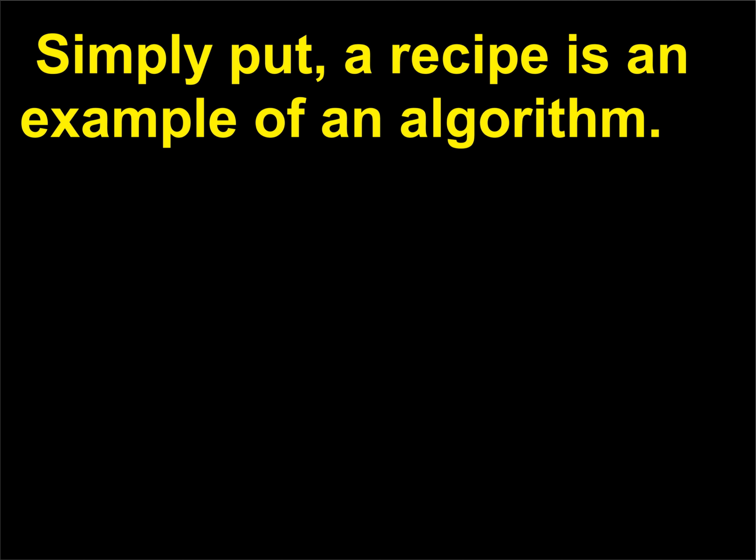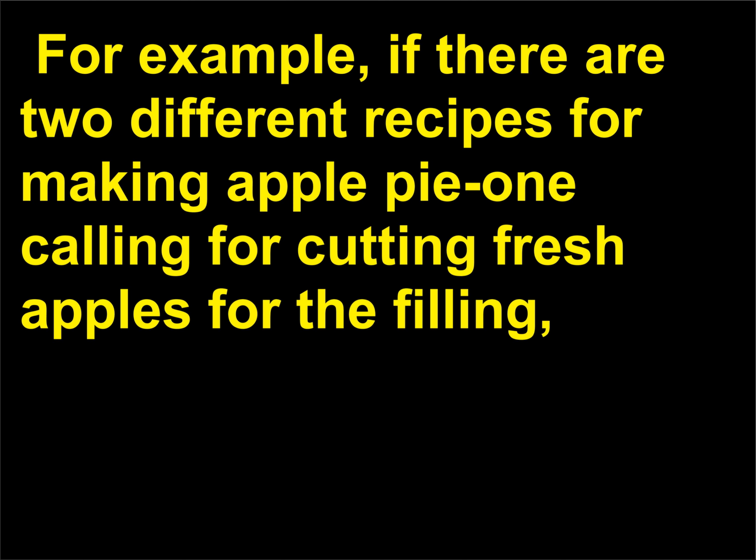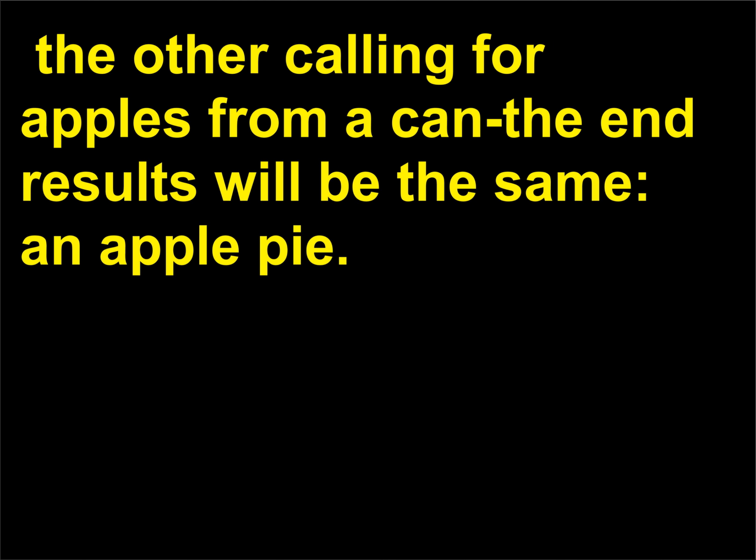Simply put, a recipe is an example of an algorithm. For example, if there are two different recipes for making apple pie, one calling for cutting fresh apples for the filling, the other calling for apples from a can, the end results will be the same, an apple pie.